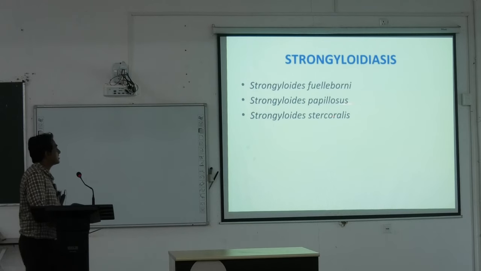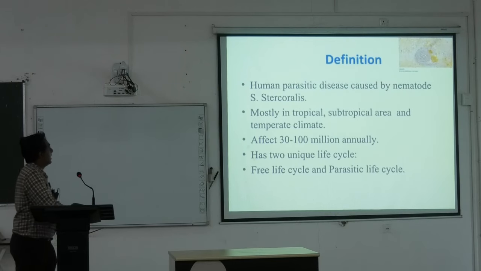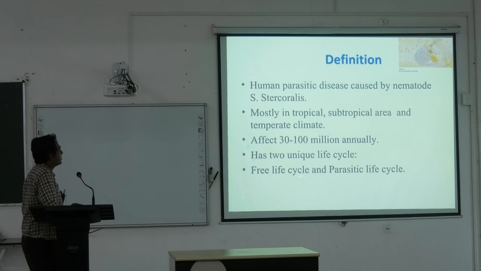Strongyloides stercoralis and Strongyloides fuelleborni, papillosus are the most important. Strongyloides stercoralis is a parasitic disease, mostly in tropical and subtropical areas, also in temperate climate. This affects 30 to 100 million annually.